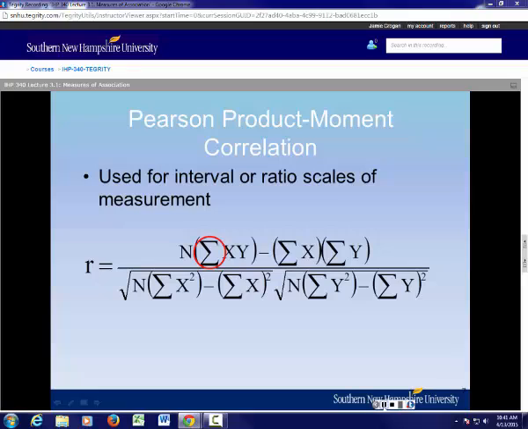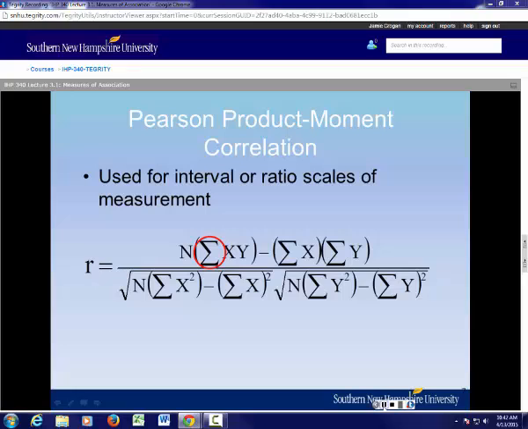This other symbol, you may recognize it from back with how to calculate a mean or how to calculate a standard deviation. This funny looking E stands for sum of. And in this case, sum of stands for the sum of the x times the y measurement. So you have to remember that a correlation gives you the relationship between two variables, an x and a y.